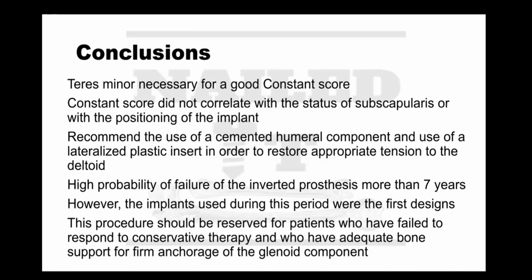They recommended the use of a cemented humeral component and then a lateralized plastic insert, kind of what Alex was talking about, to restore that appropriate tension to the deltoid, because you don't want to have a lax deltoid. That's obviously going to cause issues. And then the high probability of failure with the inverted prosthesis once it got out to about 7 years or so. But again, this was the first time that this implant was used.